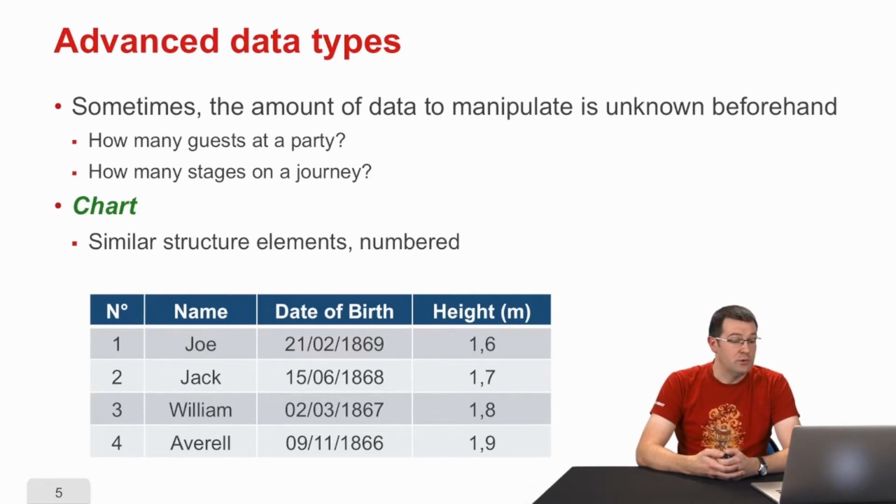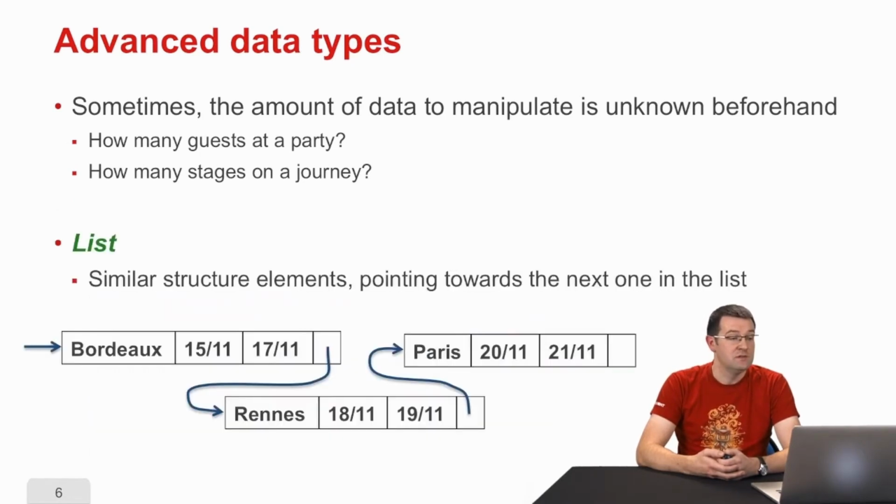Another way of storing this kind of information is in a list. A list is something that points towards the beginning of a list. Same as before, a list is a tuple. For example, here, the tuple contains a town, a date and an end date. The tuple points towards the next one. So there's a list with a cursor at the beginning and each element points toward the next one in the list.